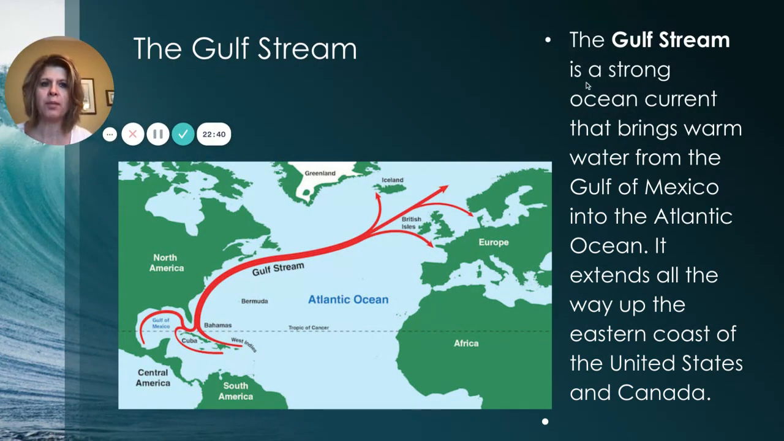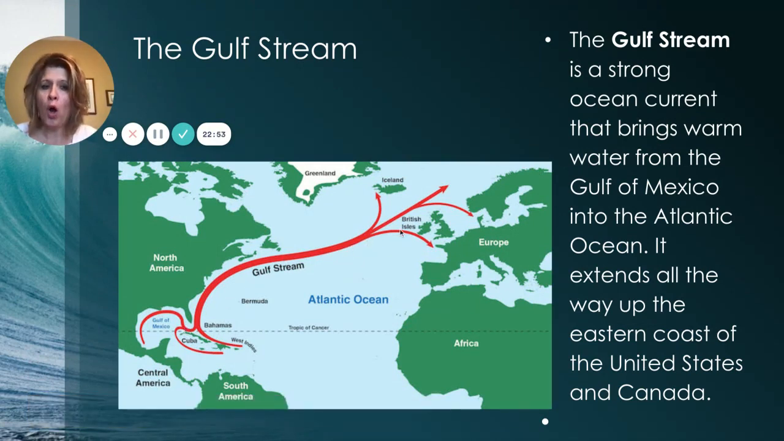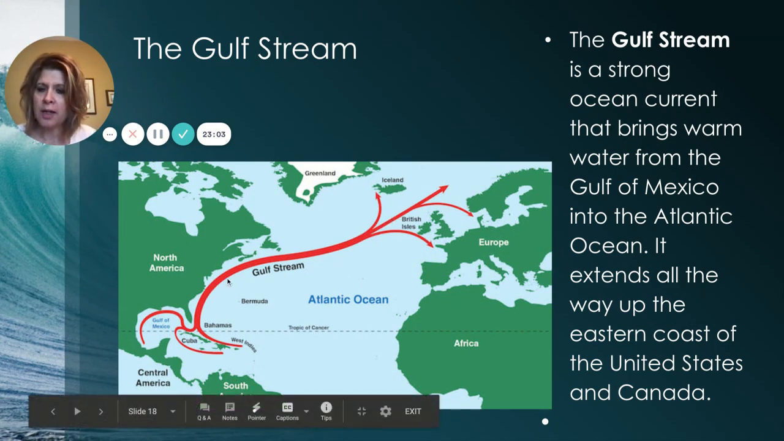The Gulf Stream is a strong ocean current that brings warm water from the Gulf of Mexico, just like we discussed, into the Atlantic Ocean, and then it extends all the way up through the eastern coast of the United States and into Canada, which influences the weather along those areas.